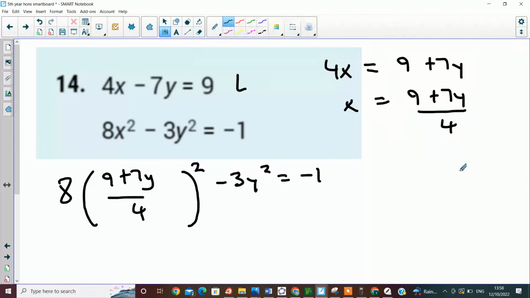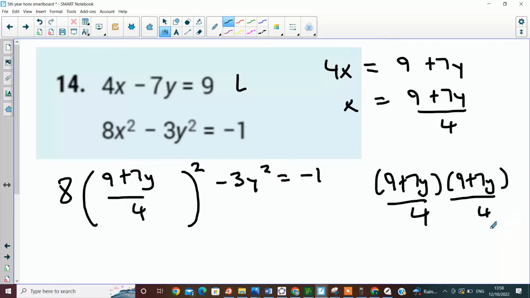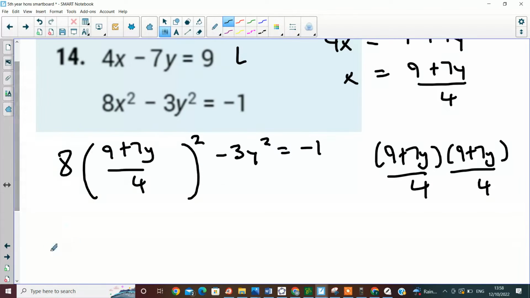It's going to be 9 plus 7y on top, all over 4. And then there's going to be another 9 plus 7y, once again all over 4. And there's an 8 on the outside just to make things worse. I occasionally use a squared bracket when there's a lot of stuff going on within the bracket, to sort that out.